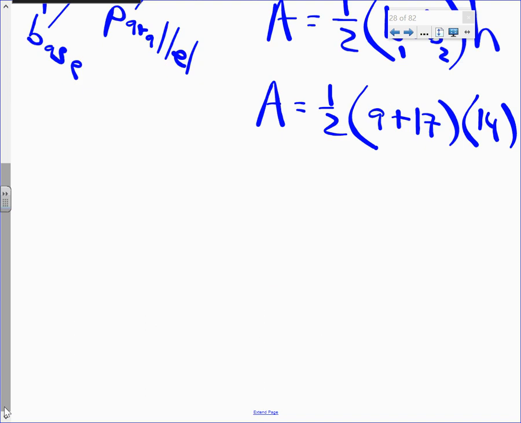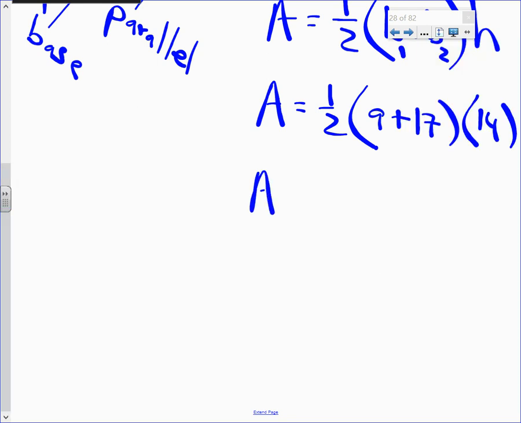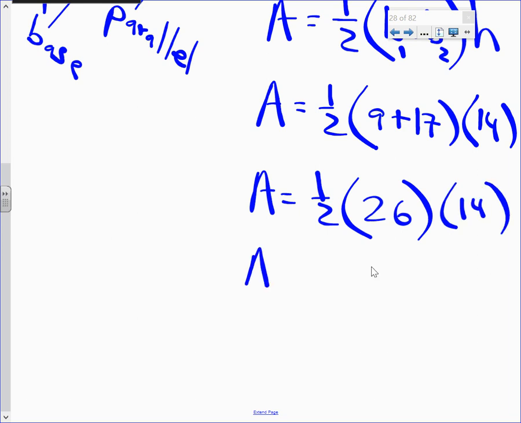Parentheses first. Let's do it. 1/2 times 26 times 14. I'm so bad with mental math. 1/2 times 26 is the same as 26 divided by 2, so it'll be 13 times 14. Anybody got that for me? 82?